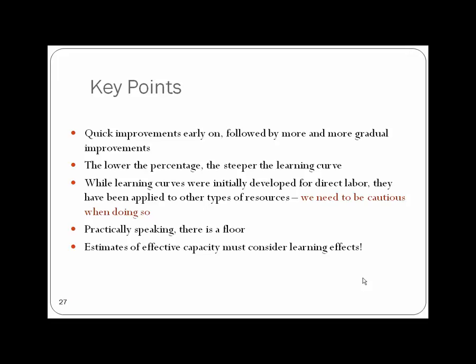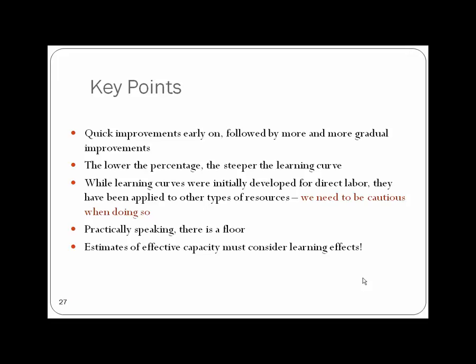Give you an example. Suppose we have a product where 50% of the cost of the item consists of gold. Well, do we expect the cost of the item to follow a learning curve, or do we expect the cost of the item to follow the price of gold? Needless to say, it's probably going to follow the price of gold more than it's going to follow a learning curve approach. So we've got to be very careful when using learning curves to describe some effect other than direct labor. Practically speaking, there is a floor.